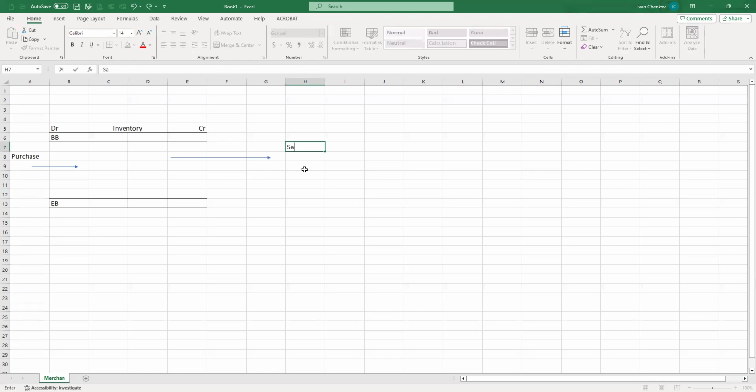We're going to have sales, we're going to have cost of goods sold, then we're going to have gross margin, then we're going to have operating expenses, and at the end, we're going to have operating income. That's how it is. Traditional format income statement. Sales, cost of goods sold, gross margin, operating expenses, operating income. So the cost of goods sold in this case is going to come from this account.